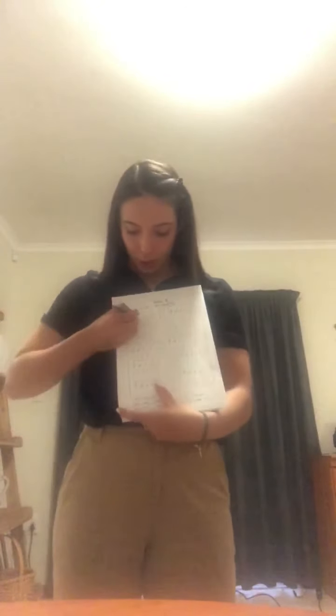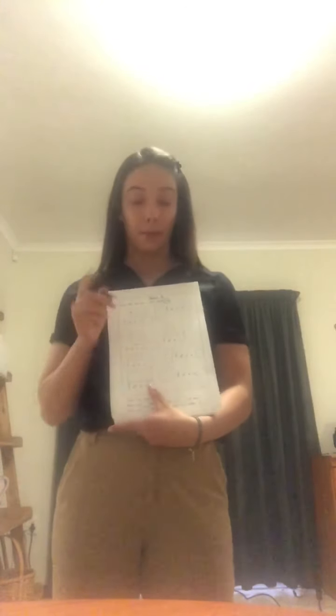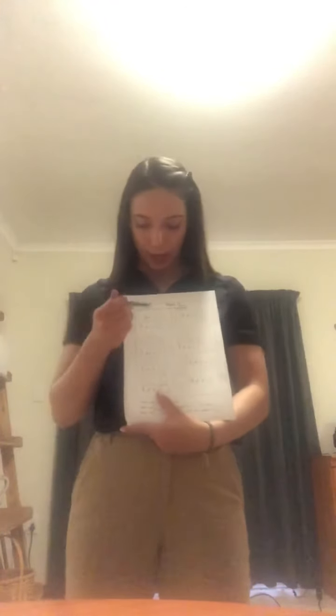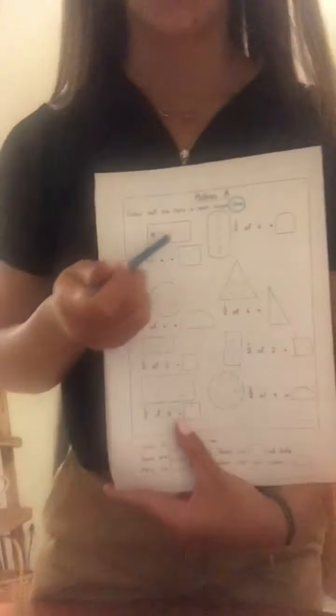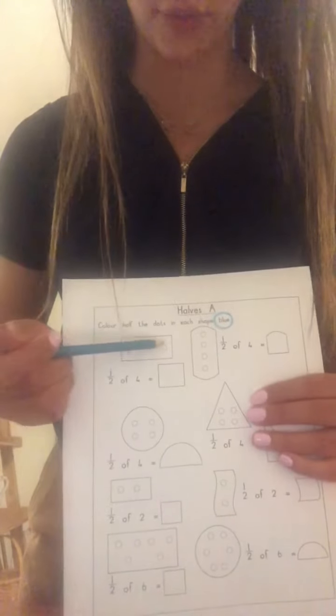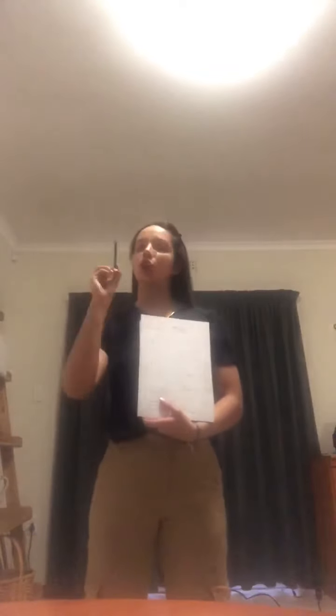So I'm going to do that quickly. But first, let's count how many dots there are in the shape. There's 1, 2, 3, 4. 1, 2, 3, 4 dots in the shape. Now I'm going to color half of the dots in blue. Now what is half of 4? Good. Half of 4 is 2. So I'm going to color in 2 dots.